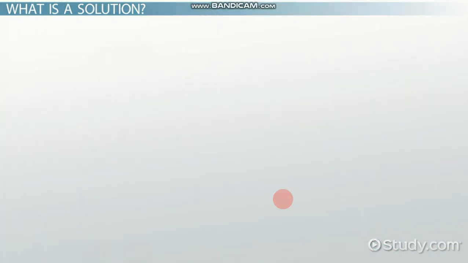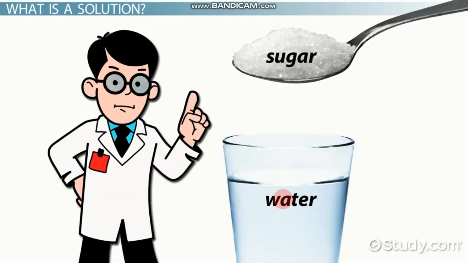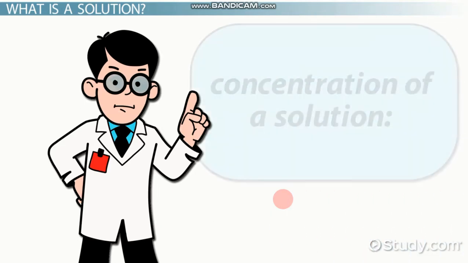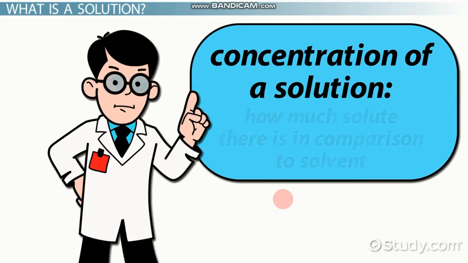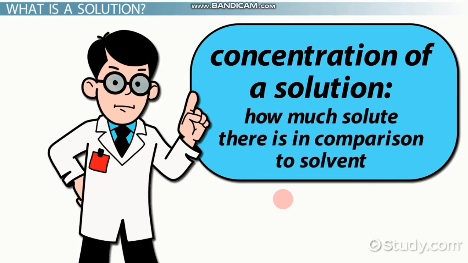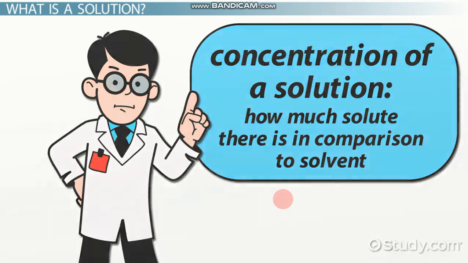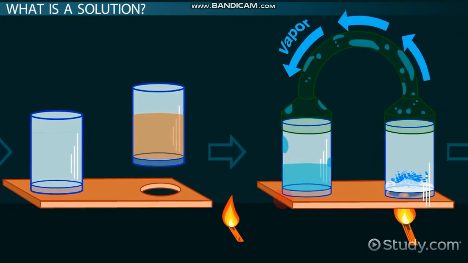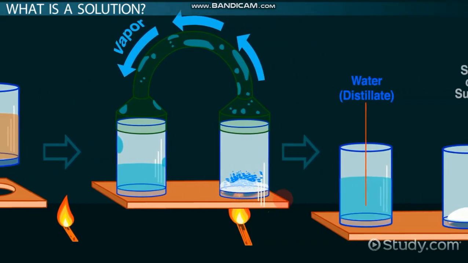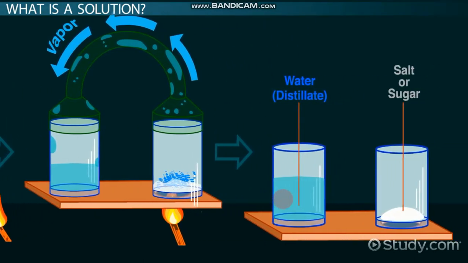For example, we can have a solution of sugar water. In this example, the solvent is the water and the solute is the sugar. When we talk about the concentration of a solution, we are typically referring to the concentration of the solute in a solvent. In other words, how much solute there is in comparison to solvent. Water, a solvent, can only hold so much solute, such as sugar, before the solute can no longer dissolve into the solvent. In this case, the solute will fall out of solution.